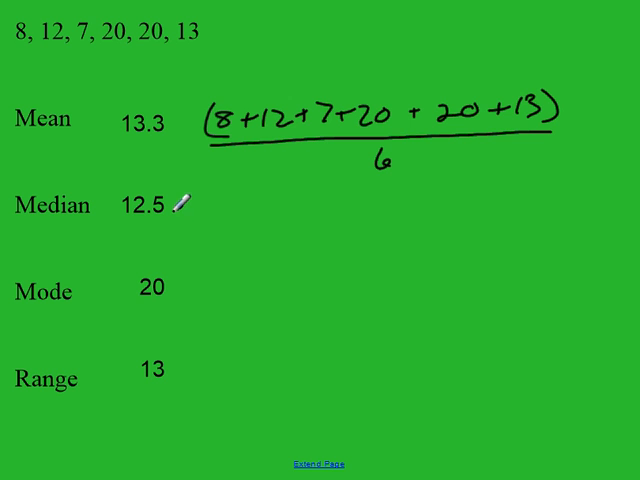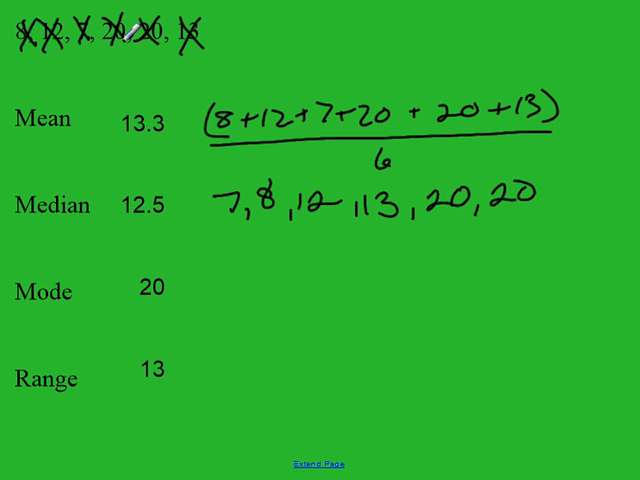Let's list our numbers in order from least to greatest. We have 7, 8, 12, 13, 20, and 20. If we look for the middle number, we cross out from the outside edges, one on the left, one on the right. I actually end up having two numbers in the middle. You don't get to just choose one of them. Your median is actually right between those two numbers.